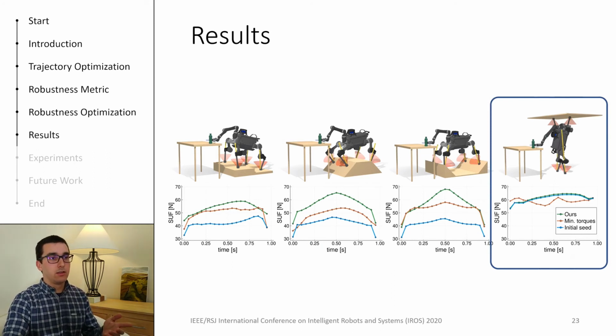On the other hand, the torque minimization does not reason about contact forces, and for this case in specific, it is not an adequate metric, because minimizing the torques leads to a solution where the robot is exerting less force against the ceiling and the floor, and therefore decreasing the overall robustness against the disturbances.